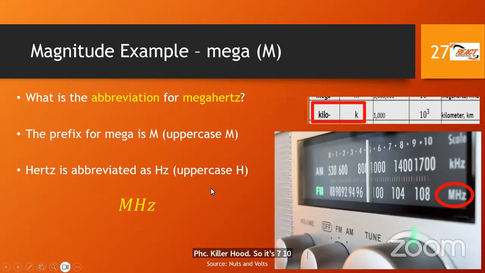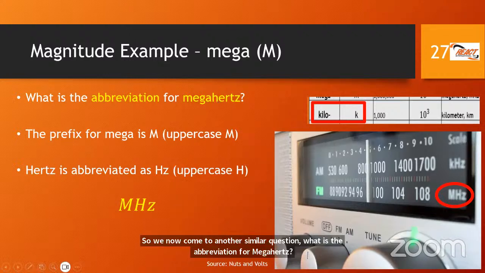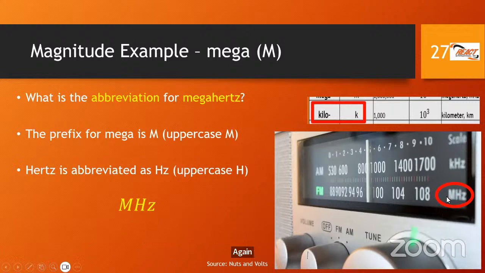All right, so we now come to another similar question. What is the abbreviation for megahertz? Again, hertz is the unit of frequency. Again, a similar dial, 95.1 FM, popular radio station, but that's 95.1 megahertz. So we already know this stuff, folks. So they're asking us, what's the abbreviation for megahertz? We already know, but let's work it out.